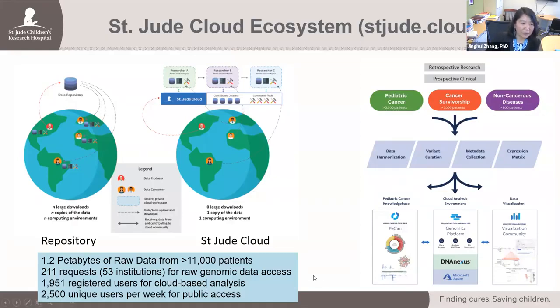Currently, Jude Cloud has about 1.2 petabytes of raw data from over 10,000 patients. Over 200 data access requests have been granted for raw data, and we have close to 2,000 registered users who can perform on-the-fly analysis using the cloud infrastructure. Per week, we have 2,500 unique users. And last month, we actually exceeded the 10,000 user marker on a monthly basis.